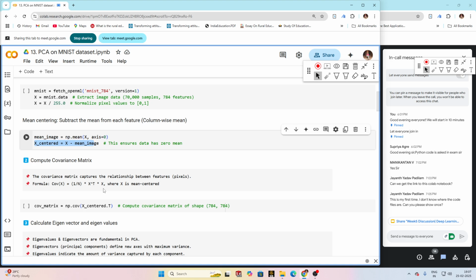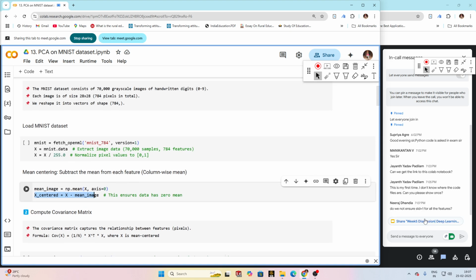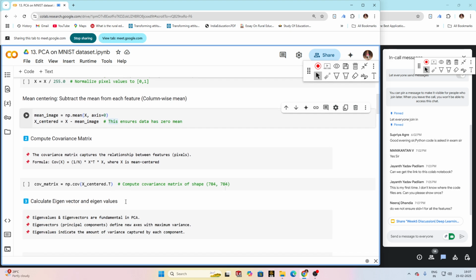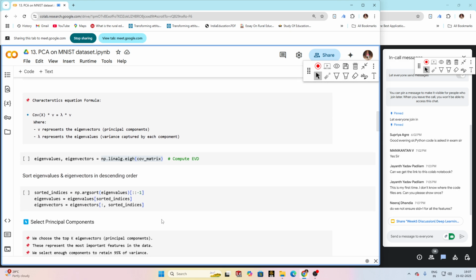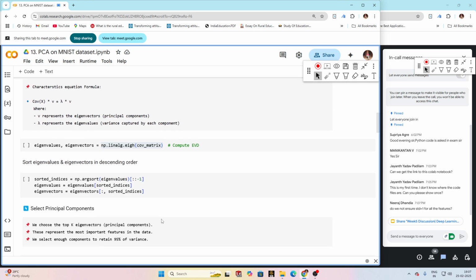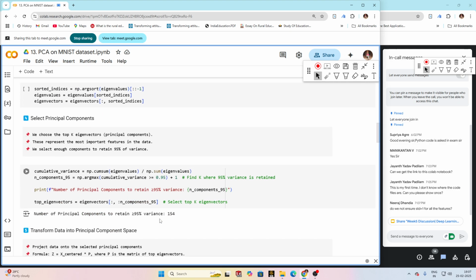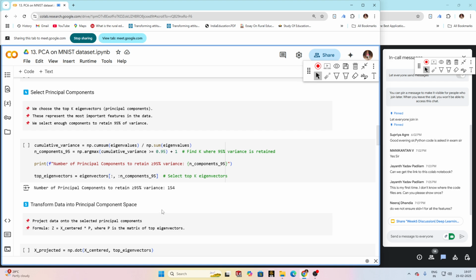So we have to mean-center it so that it comes to the origin. If I want to visualize it in the coordinate system, as we have 154 coordinates, we can't visualize the data. That is the thing, right? Okay, got it. Thank you.